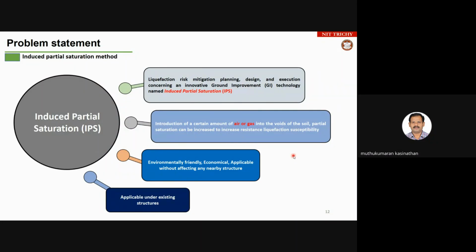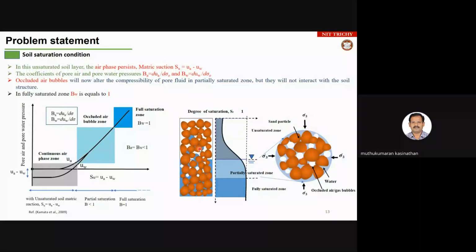Okay. So the liquefaction risk mitigation plan and design execution is our main focus, and how the introduction of air or gas into the soil mitigates liquefaction susceptibility. Finally, the environmentally friendly, economical application with respect to nearby structures is a very favorable aspect with respect to existing buildings. Considering all these favorable aspects of induced partial saturation, this method can be treated as one of the best methods to ensure liquefaction mitigation.